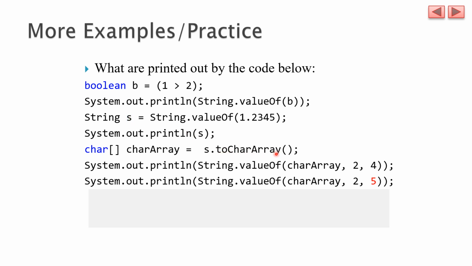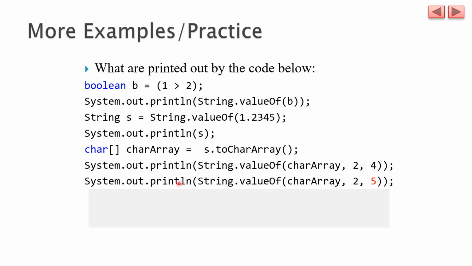And then we call the method toCharArray on the string s and assign the returned value to the char array variable. So the char array should consist of the elements that are from the string 1.2345.